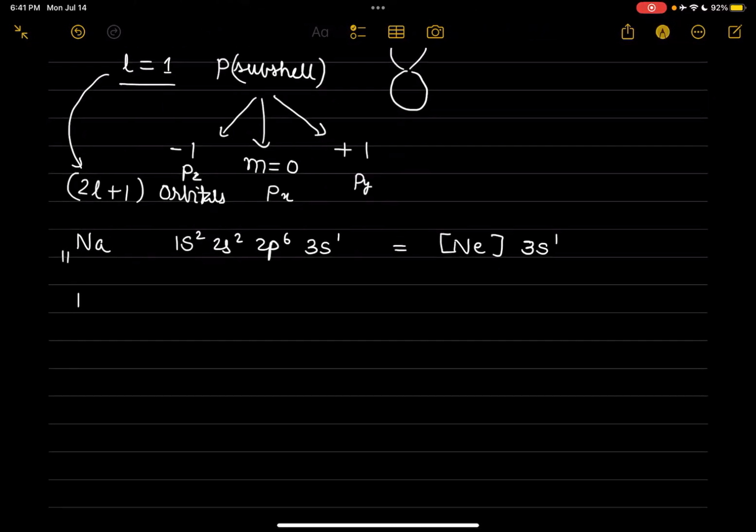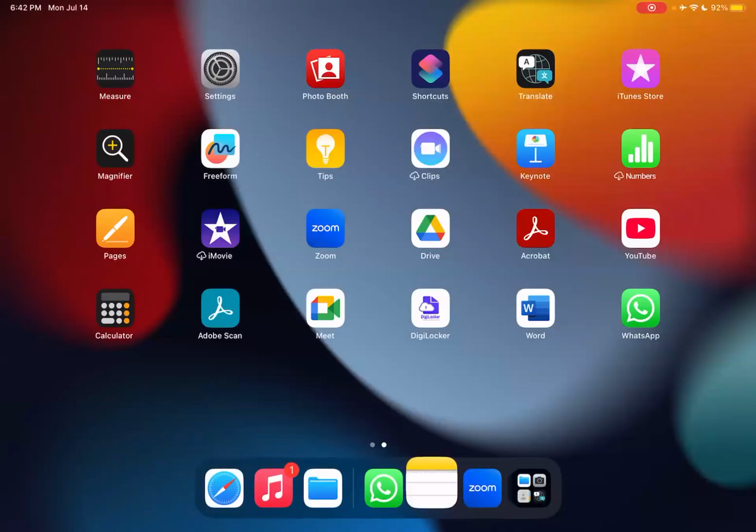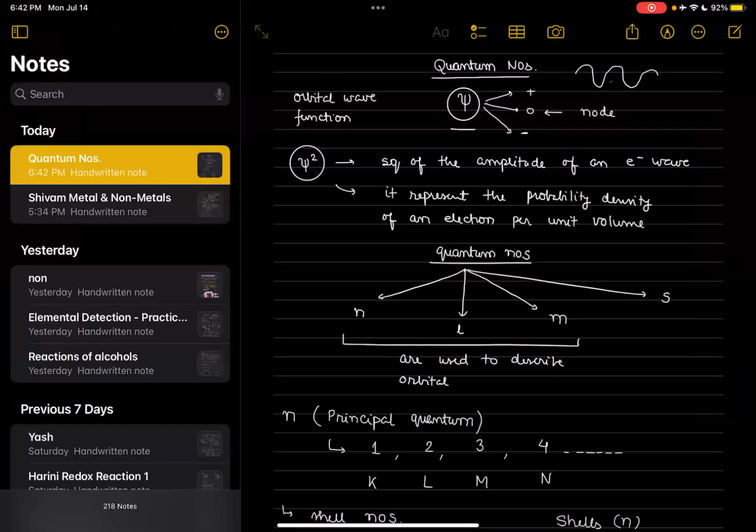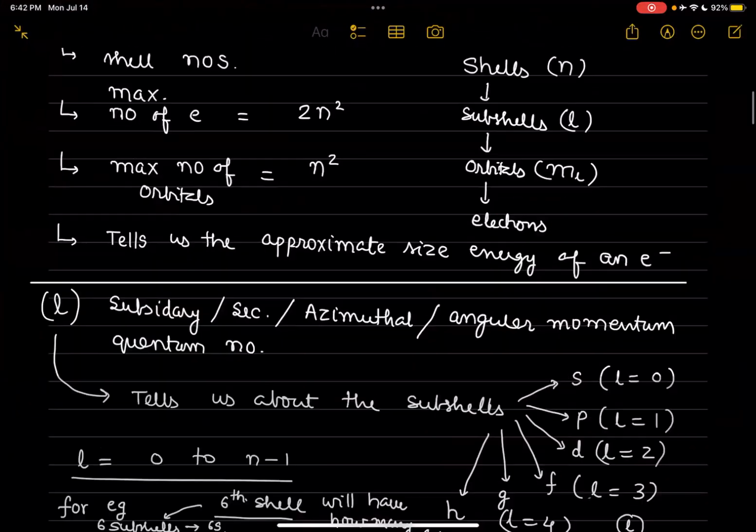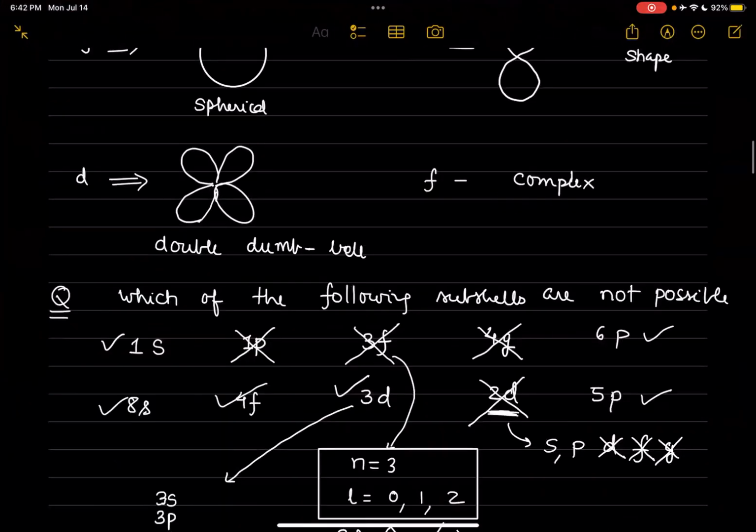Na, and Mg, the 12th element. Neon means this part is neon, so this remains the same, 3s2. Aluminium is the 13th element. Is it clear? Yes, sir.